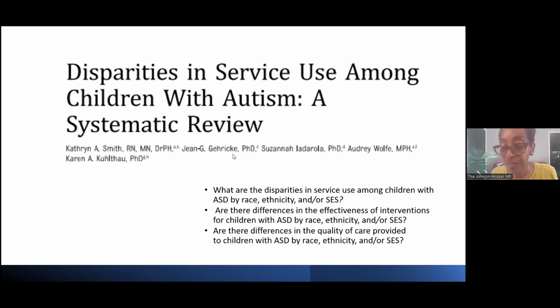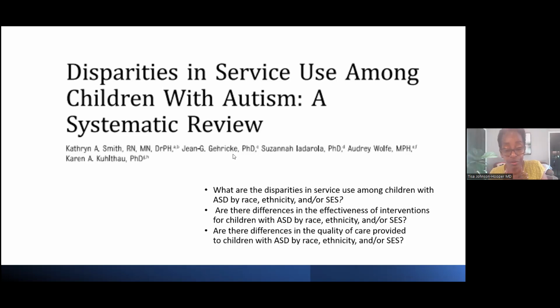And 3, are there differences in the quality of care provided to children with autism by race, ethnicity, and/or socioeconomic status? Based on their literature search, they identified 175 articles. Articles were excluded if they did not address at least one of the 3 key questions, which resulted in them looking at only 11 articles that were reviewed.